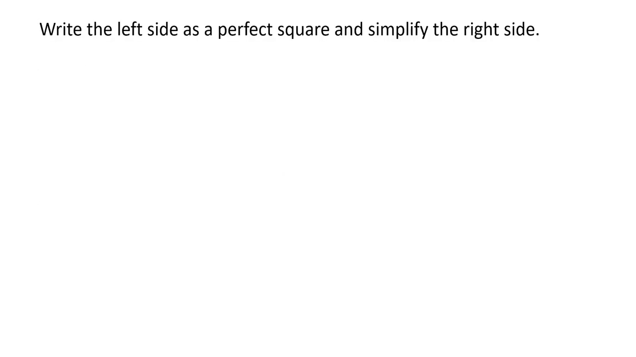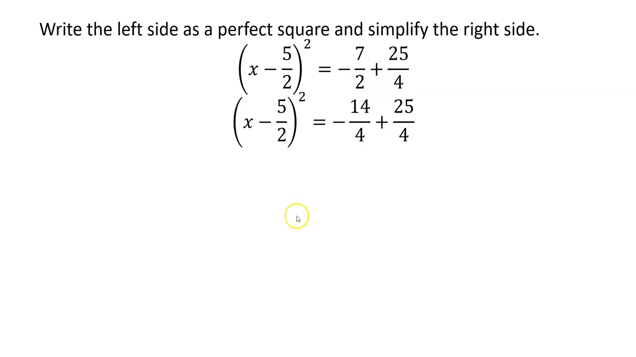Now we are ready to write the left side as a perfect square. So that negative 5/2 is what's going to be inside the parentheses, because 25 fourths, the square root of that is 5/2. So x minus 5/2 squared equals negative 7/2 plus 25 fourths. Well, on the right side, we need to simplify. We need to add these fractions. And to add fractions, we need a common denominator. So between 2 and 4, our common denominator is 4. So negative 7/2 is the same as negative 14 over 4. When I put those two fractions together, negative 14 plus 25 is 11. So we get x minus 5/2 squared equals 11 fourths.